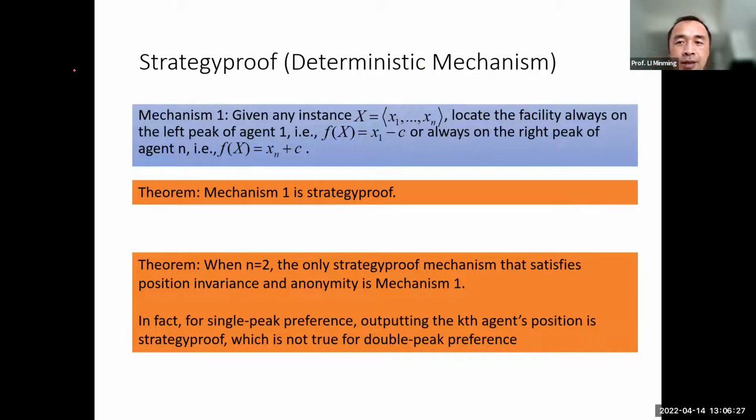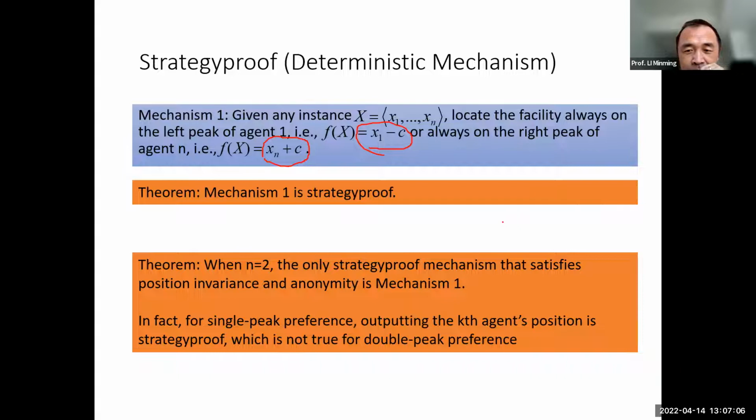Okay, and then we have one mechanism. This mechanism is very similar to the extreme point mechanism, leftmost point. Here, because we are W shape, we no longer have the leftmost position. Instead we are talking about peak. So the mechanism says I can put the facility on the leftmost peak, x1 minus c, or put it on the rightmost peak. And we show that this mechanism is strategy proof. And actually, when you have only two people, the only strategy proof mechanism that can satisfy the properties is this mechanism one.